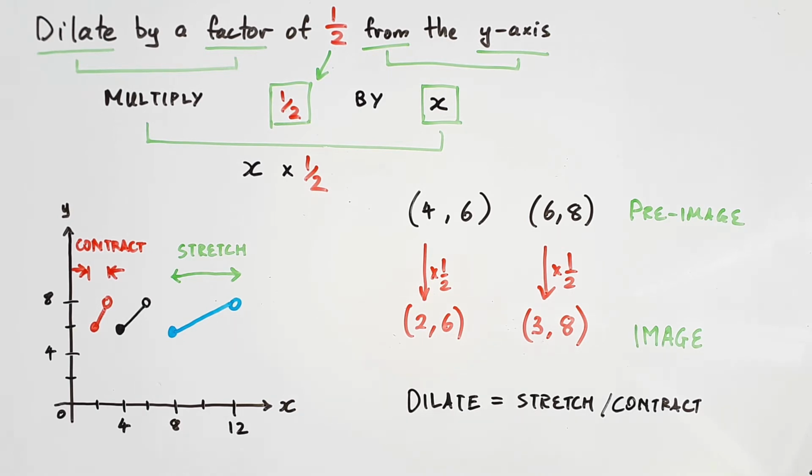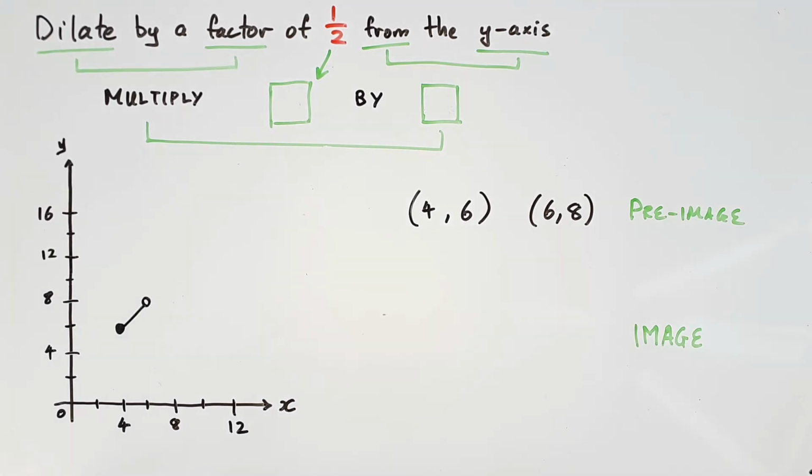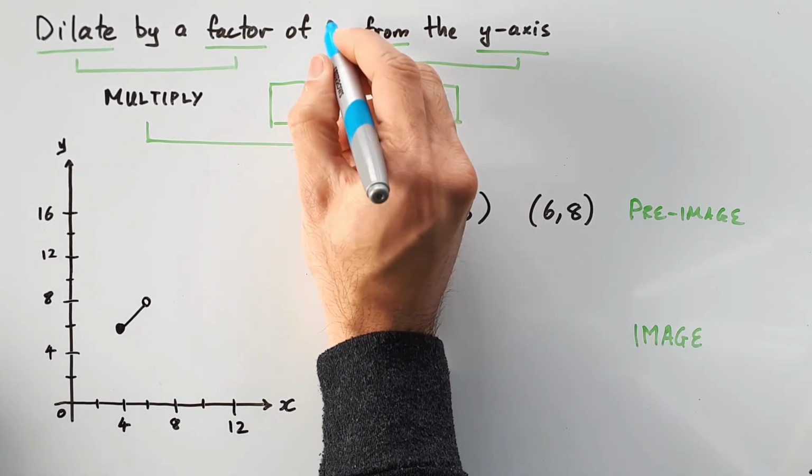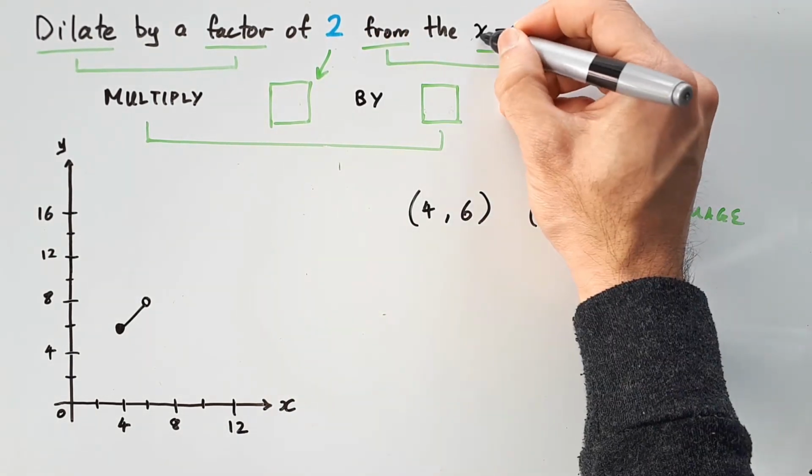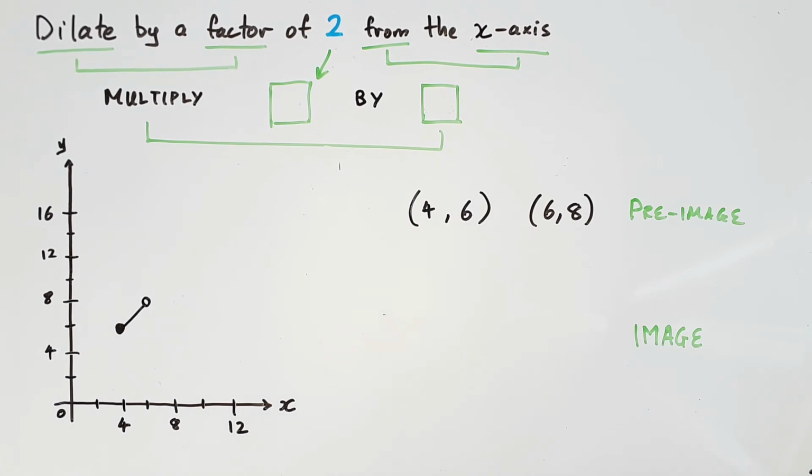Now, if we wanted to transform the y values instead, there's just a few changes we need to make to our question and solution. Let's take a look. Dilate by a factor of 2 from the x-axis. Notice the subtle change in the wording? Only the axis has changed. That is all it takes to shift our focus to a different variable.